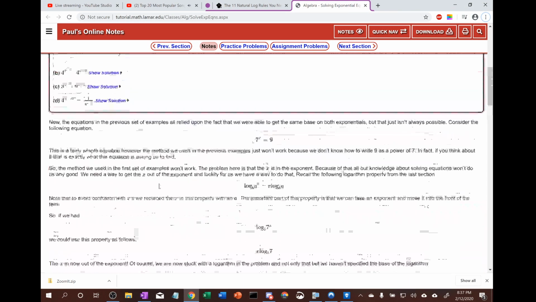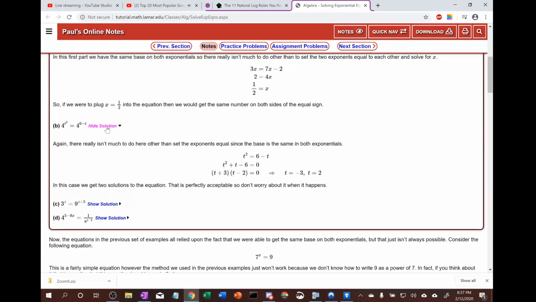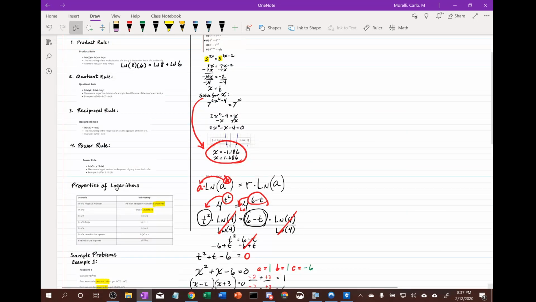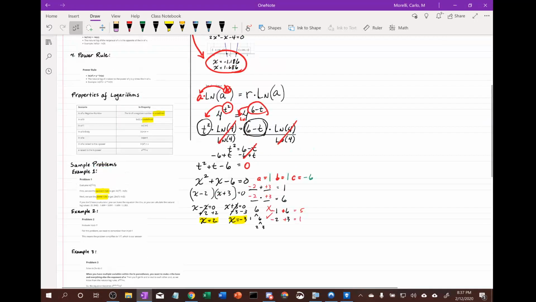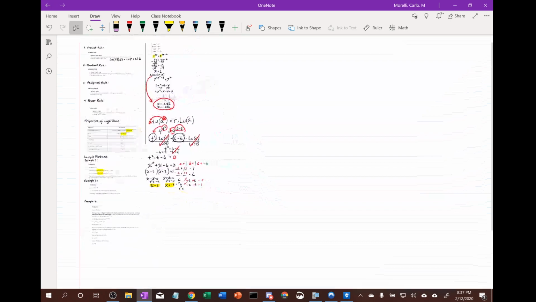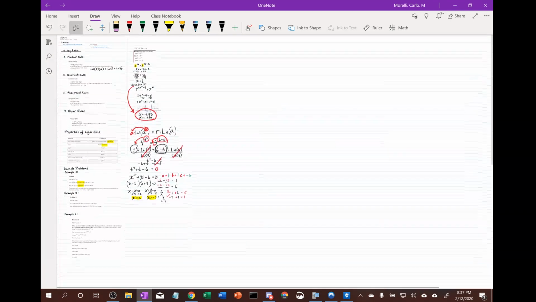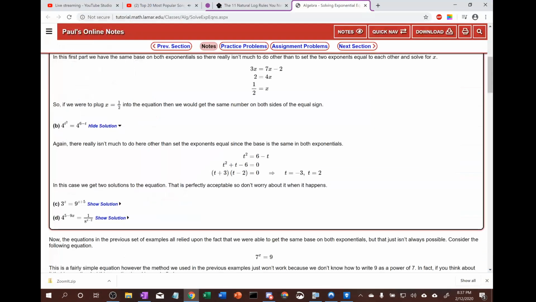Where was that problem at? Oh, here it is. Okay, so let's see if we were right. Yep. T equals negative 3, t equals 2. So we go down here and we just change to x. So x equals 2, x equals negative 3. It's the same answer. We got it. So that is where quadratics will come back into logarithms. But that was really fun. I really enjoyed that. Okay, so now what?